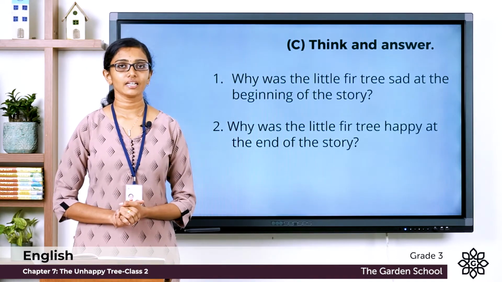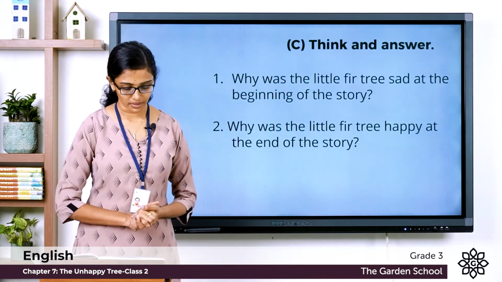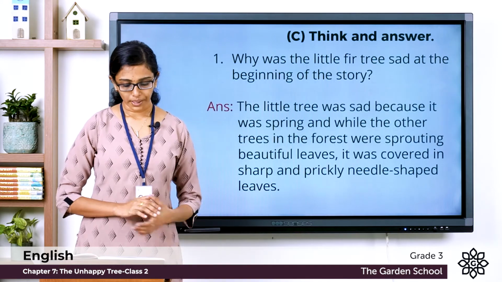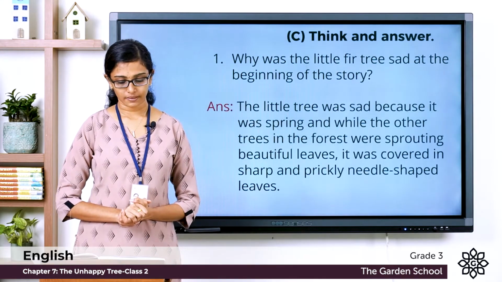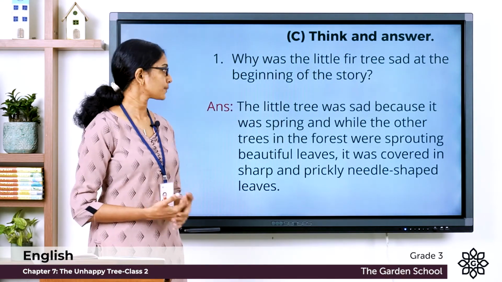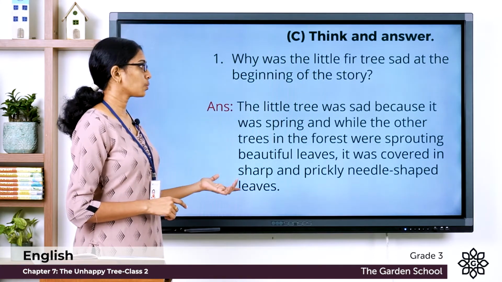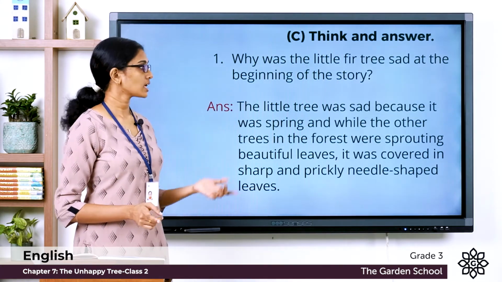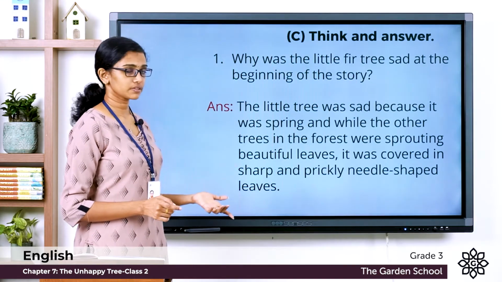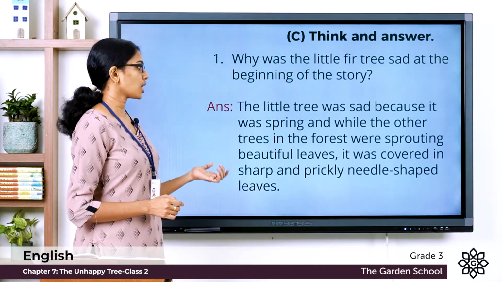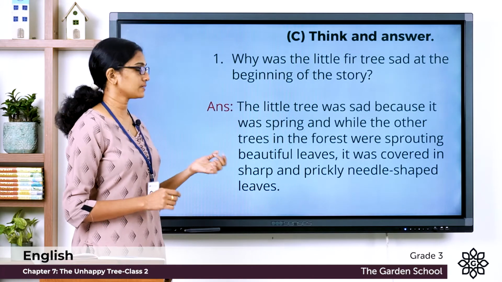Hope you are done with that. Now let me share my thoughts on these questions. The first one, why was the little fig tree sad at the beginning of the story? So I think the little tree was sad because it was spring and while the other trees in the forest were sprouting beautiful leaves, it was covered in sharp and prickly needle-shaped leaves.